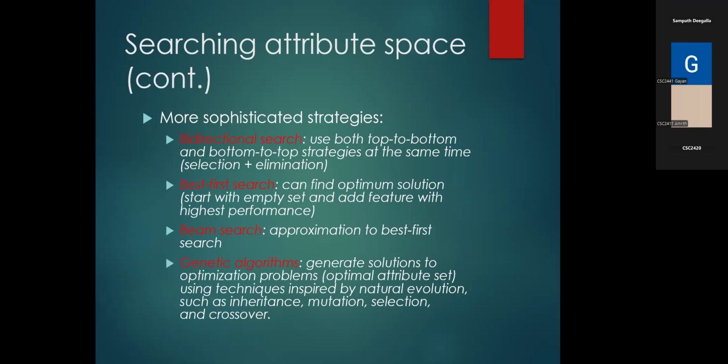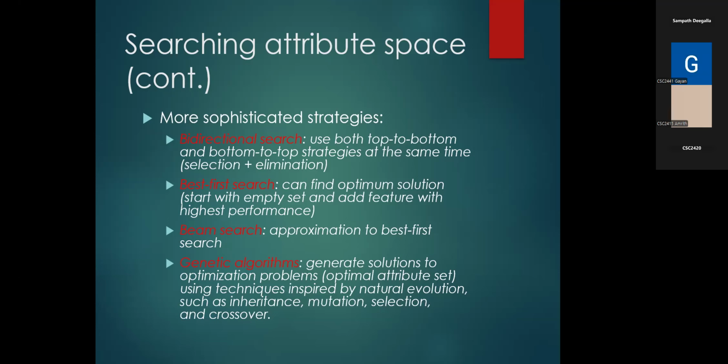Next, there are many others. Most of the time, these things can be done in parallel. Bidirectional means you can use both techniques together. You can go from bottom to top and top to bottom, and whenever they meet, you stop. In bidirectional search, on one side you start with the empty set and keep on adding. On the other side you start with everything and keep on removing. Whenever they meet, you stop at that point. This is called bidirectional search.